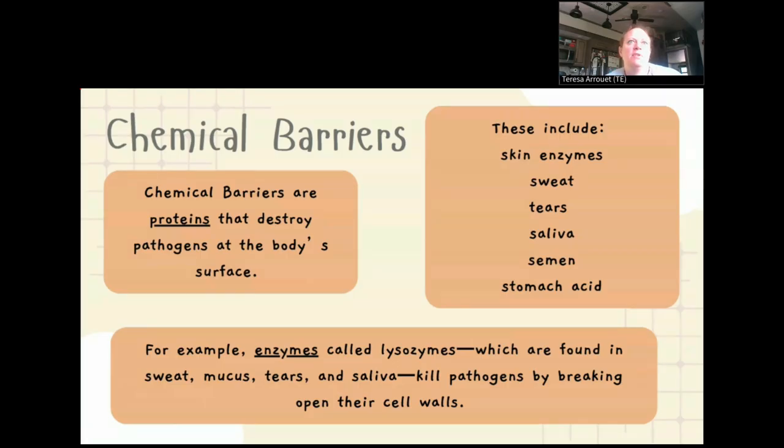And so enzymes are an example of a protein. Lysosomes, which was in your reading material from last week, are found in sweat, mucus, tears, and saliva. Those lysosomes break down or kill pathogens by breaking up their cell walls. And so those specific enzymes, which are known to speed up chemical reactions, that's what enzymes do. The ones that are the main part of your immune system are called lysosomes. And you will probably see those on your test, hint, hint.